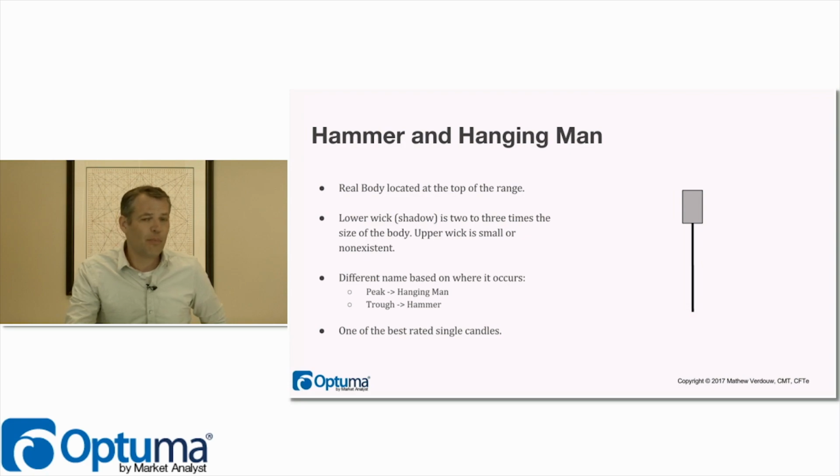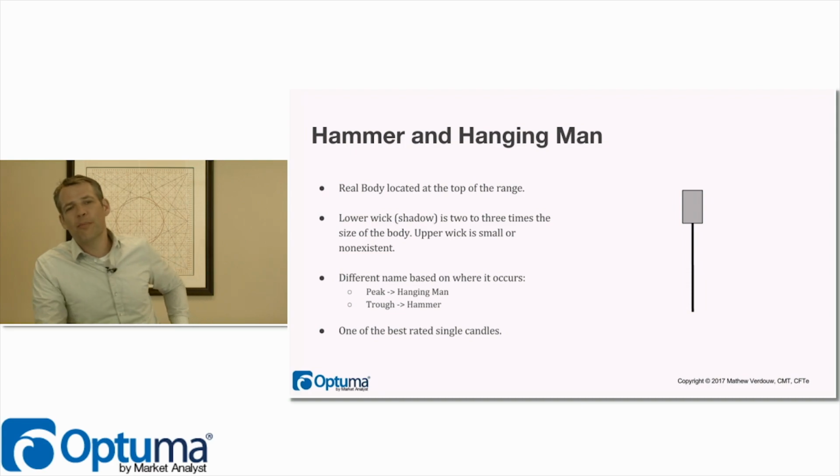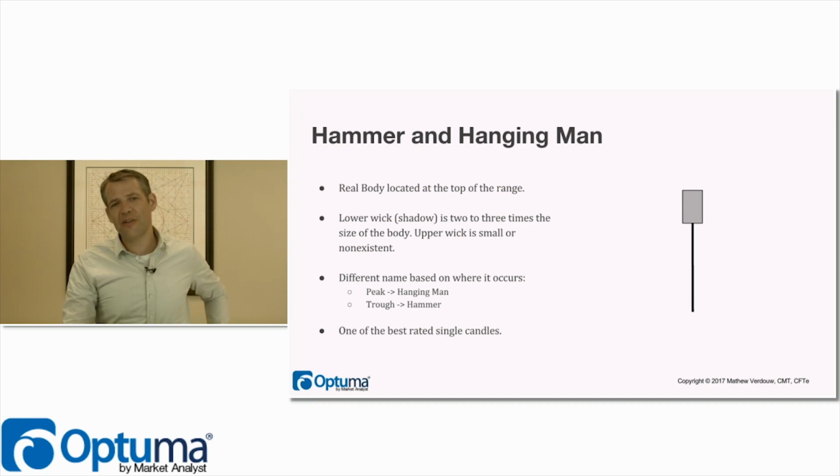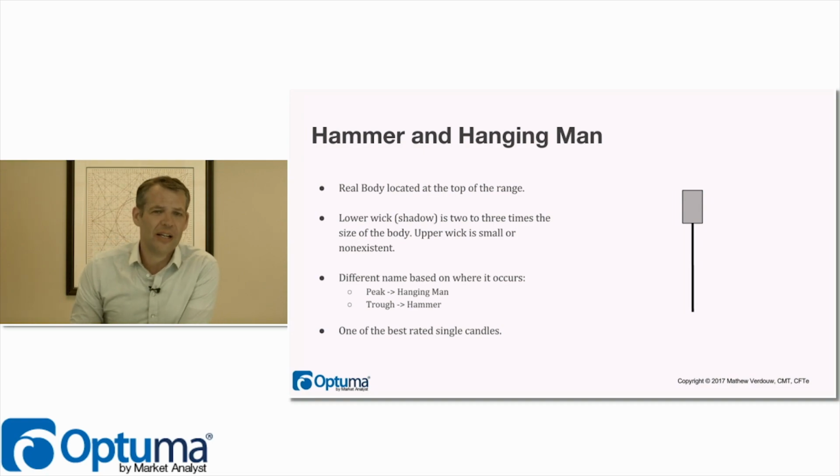And at the bottom of a market, it would be called a hammer. Hammers always happen at the bottom. So that's one thing if you can try and remember that. Out of the single candles, it's rated fairly high as giving an early indication of a change in trend. You would expect the lower wick here to be at least 2 to 3 times the size of the body for it to be a proper hammer.